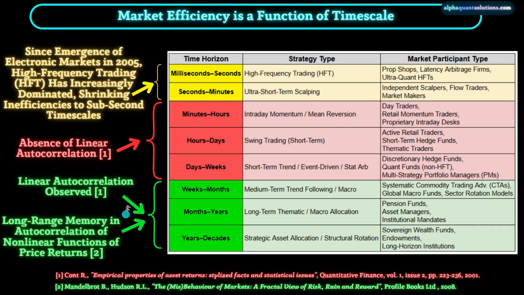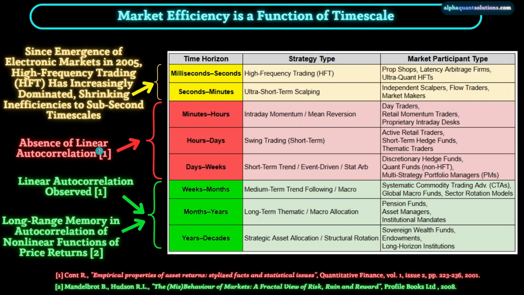Before going a bit further, in the green area, one additional comment about this red zone. We stated that there is absence of linear autocorrelation of price returns. This is because it's a very highly competitive environment. And this is why it's very hard to find alpha based on linear metrics.